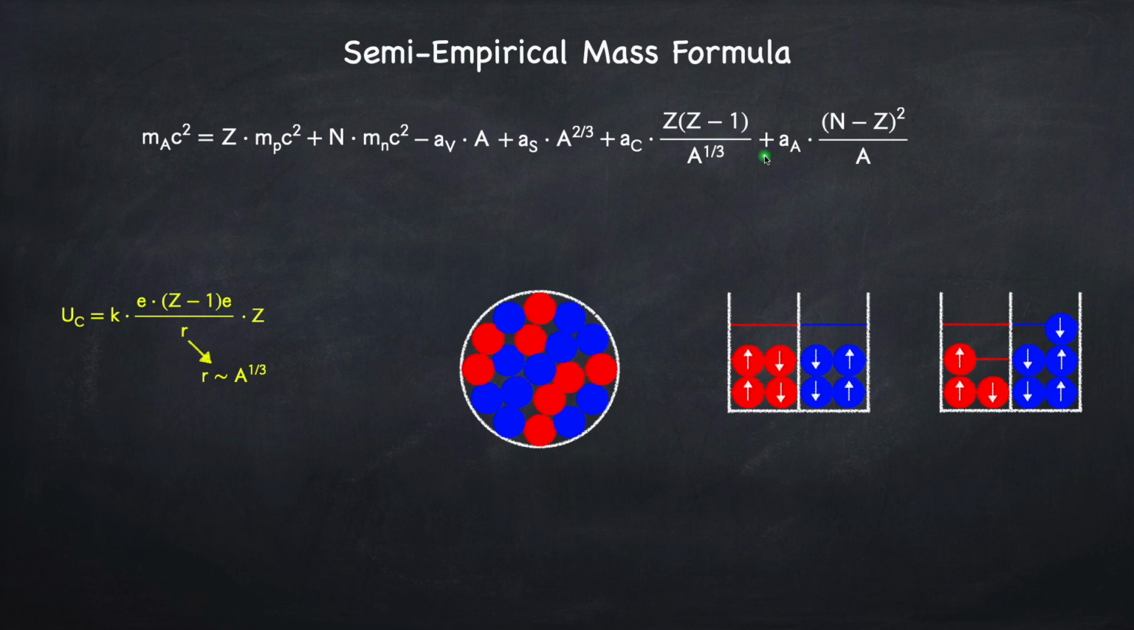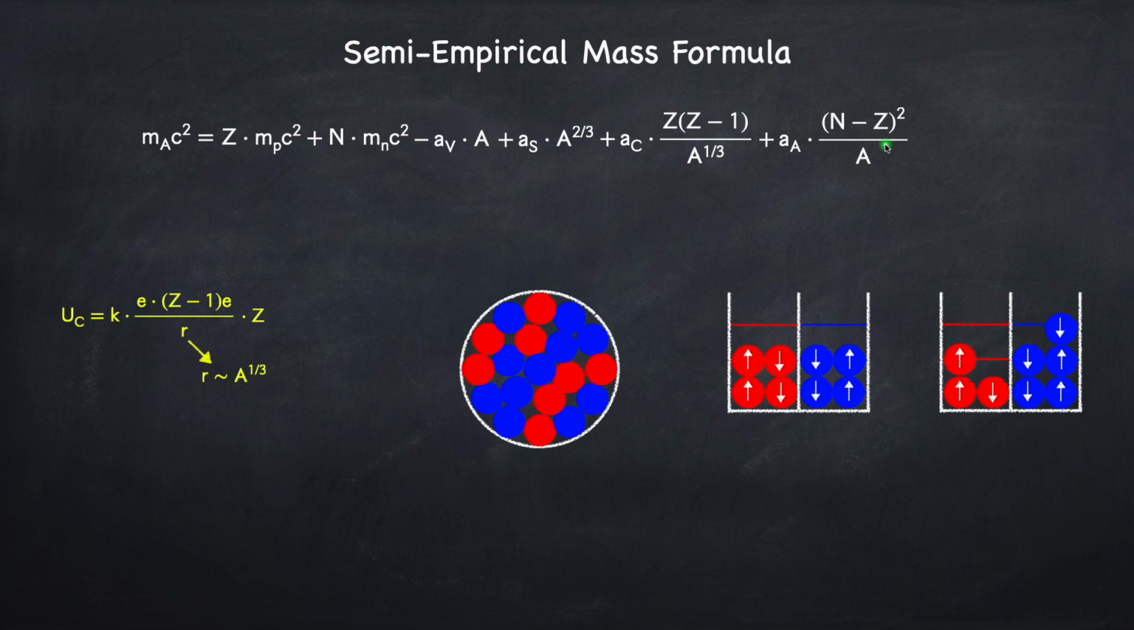So this term, it turns out, is proportional to (N minus Z) squared divided by the total number of nucleons. So we can see that the bigger the difference between N and Z, so the bigger the difference between the number of protons and neutrons, the bigger this term gets. And if N equals Z, this term is 0.